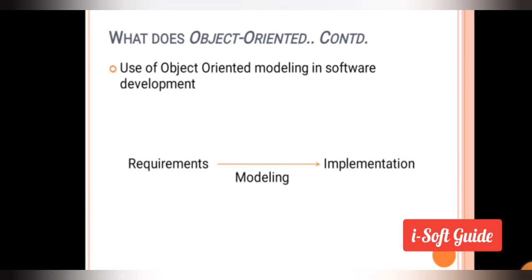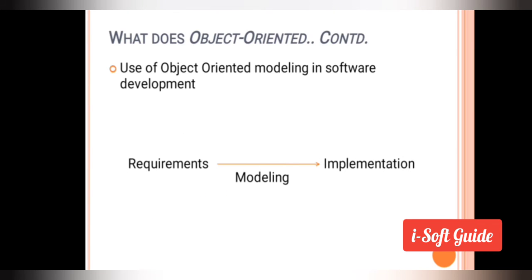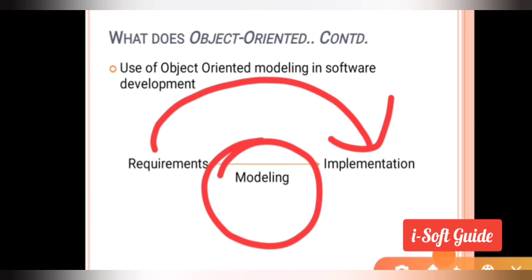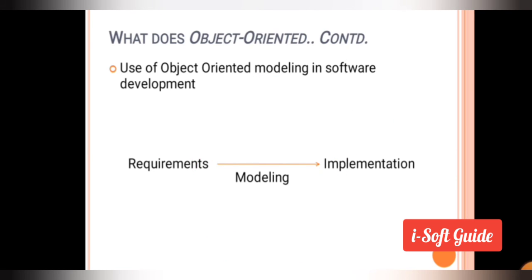So again, if we consider requirements, and those requirements we will transfer to the implementation. So before transferring, we will first model those requirements and we will develop the architecture of the software so that implementation can be easy. Otherwise, if we directly transfer these requirements to implementation, many larger problems can occur in implementation. So first we will convert these requirements into different models. So it is the focus of object oriented systems.